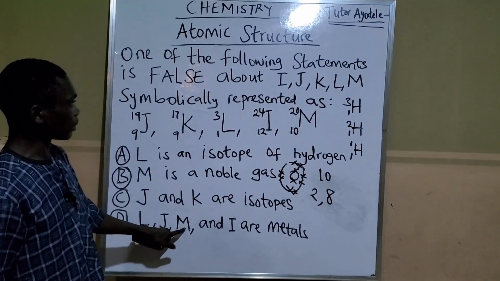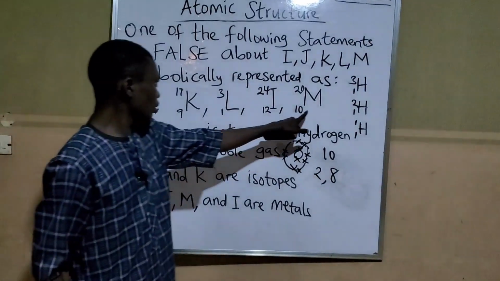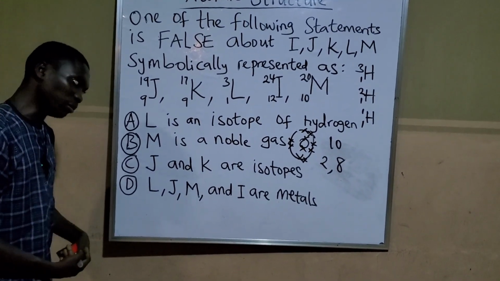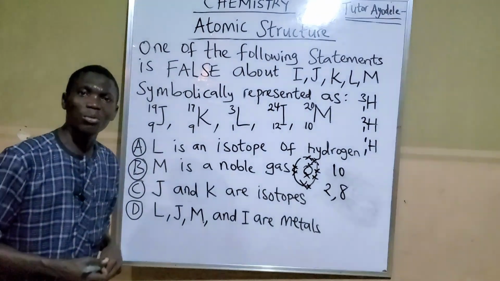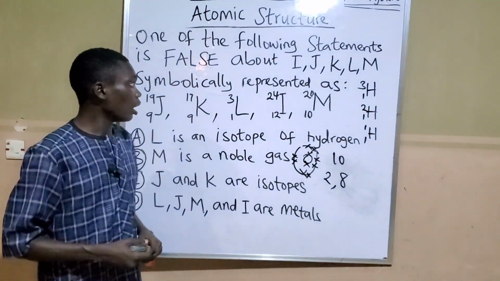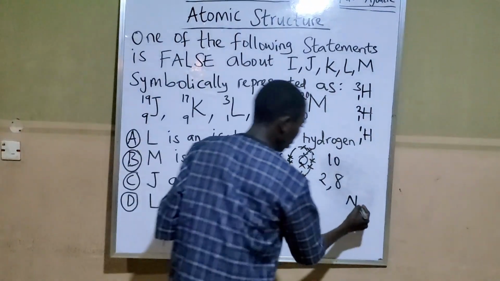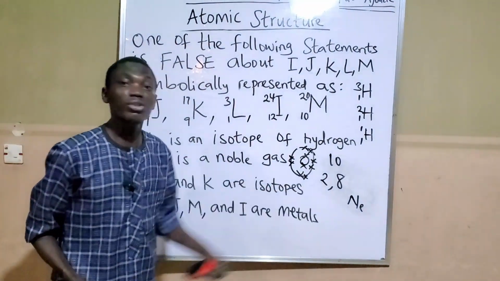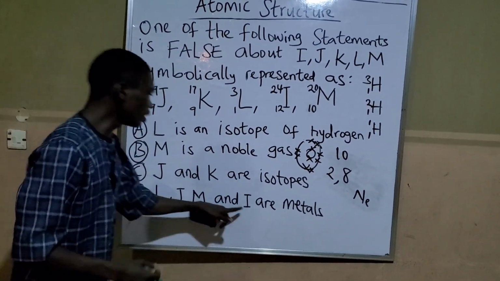M, it said M is a metal. What is M? Is M a metal? M is not a metal. Which element has atomic number of 10? Is it not neon? Neon. Is it a noble gas? Is it a metal? It's not a metal, it's a noble gas. So it's wrong.